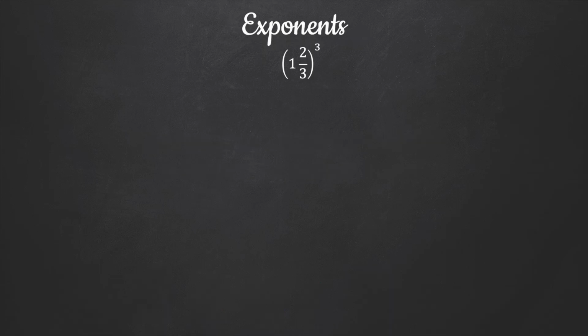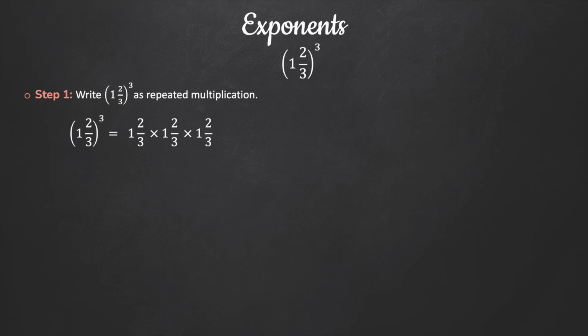To get us started, we have 1 2/3 to the power of 3, or we could read this as 1 2/3 cubed. The first thing we want to do to evaluate this expression is write 1 2/3 cubed as repeated multiplication. In order to do so, we have to write 1 2/3 cubed is equal to 1 2/3 times 1 2/3 times 1 2/3.